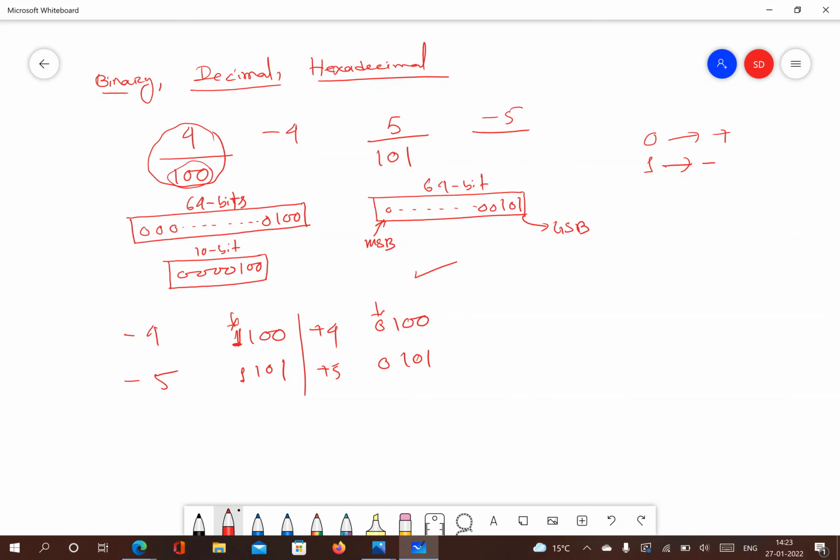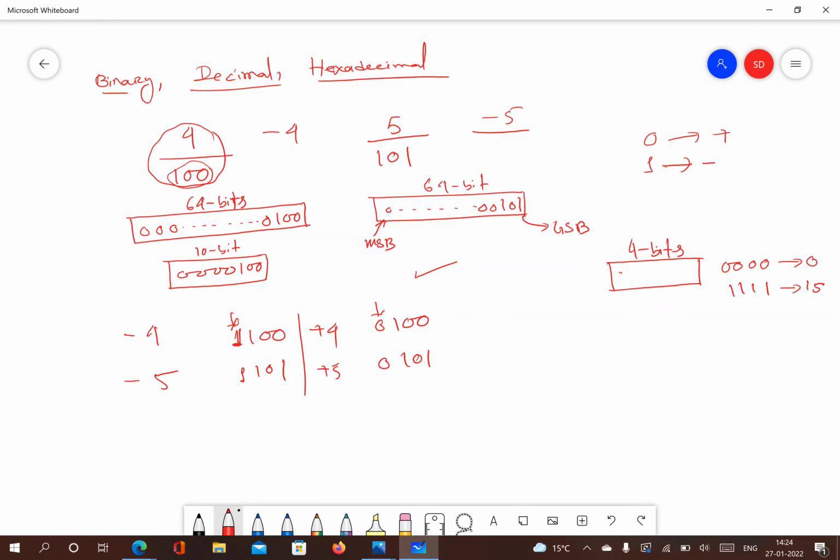So suppose we have instead of 64 bit, only 4 bits are available. We need to store all the numbers in 4-bit format, suppose. So the minimum value we can store here is 0000, and the maximum value we can store here is 1111. So if we go for the unsigned way, then this is 0, and this we can consider as 15. So 0 to 15 we can store here.